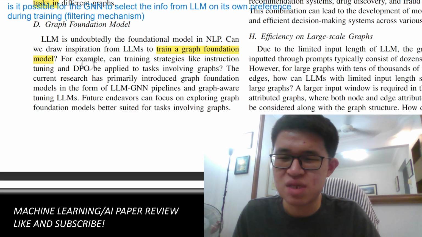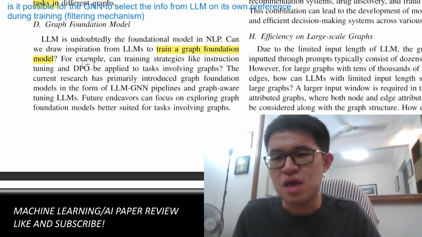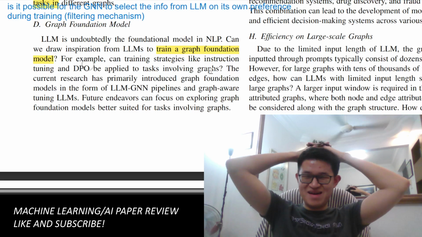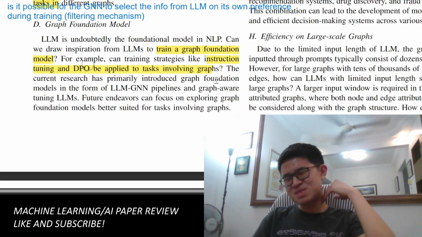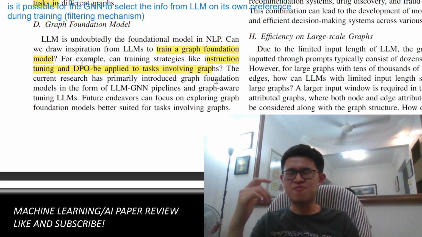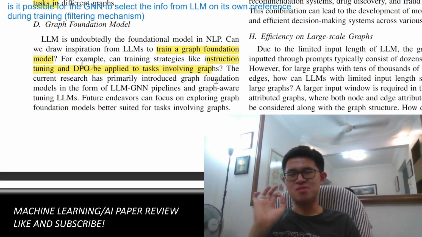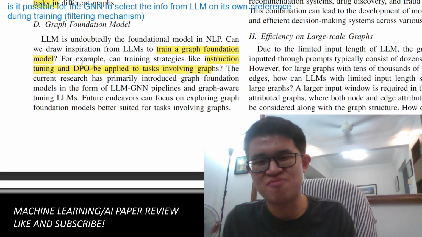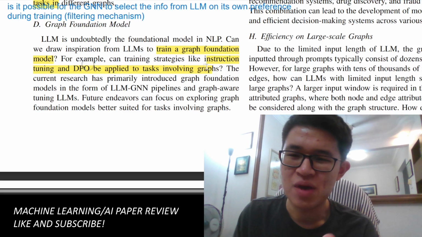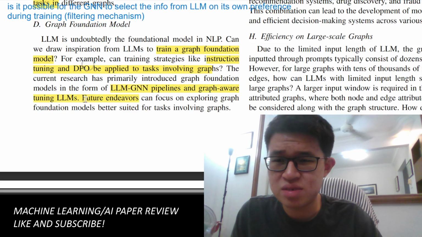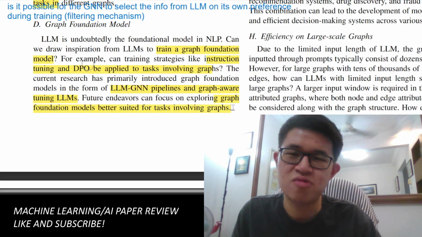For example, can training strategies like instruction fine-tuning and direct policy optimization be applied for graphs? Well, purely for the GNNs, I don't think so, because these approaches are only applicable for language models, for those human language understanding models. I don't think it's applicable for graphs at this point, but I could be wrong here. The current research has primarily introduced graph foundation models in the form of LLM-GNN pipelines and graph-aware tuning LLMs. Future endeavors can focus on exploring graph foundation models more suited for tasks involving graphs.